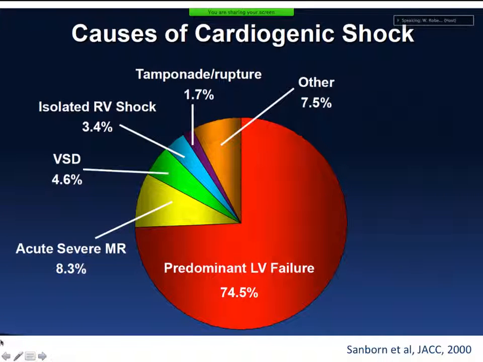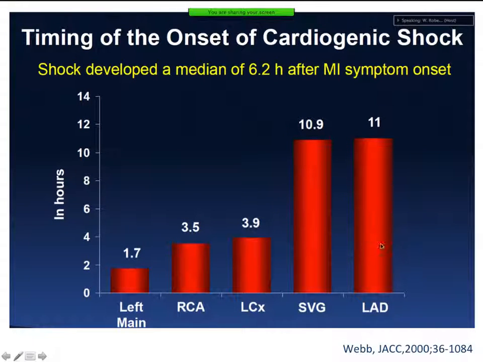Majority of cardiogenic shock is due to acute LV failure, 75% of the time. And it's a matter of other things, but predominantly acute LV failure is the cause. And that is due to LAD territory occlusion or the last remaining conduit leading to the left side of the heart. So predominant LAD occlusion or the last remaining conduit to the left side of the heart. And generally shock develops about 6 hours after the onset of chest pain.